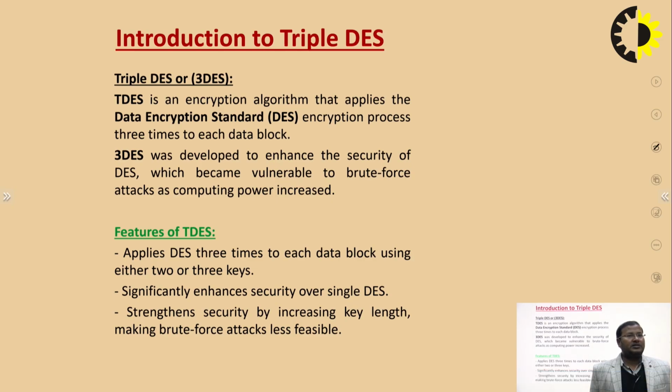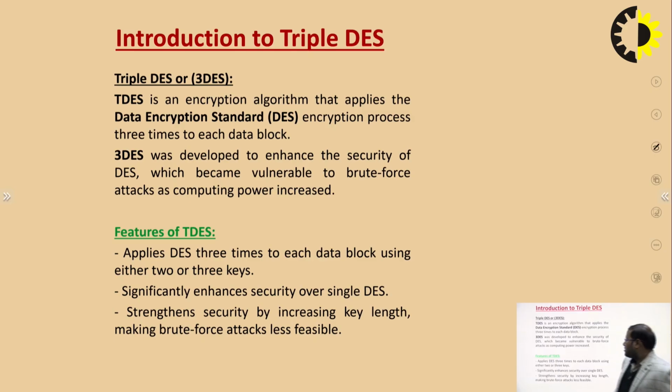So due to these limitations, the concept of triple DES was introduced. Triple DES, in short called 3DES or TDES, is an encryption algorithm that applies the Data Encryption Standard encryption process 3 times to each data block. 3DES was developed to enhance the security of DES, which became vulnerable to brute force attacks as computing power increased.